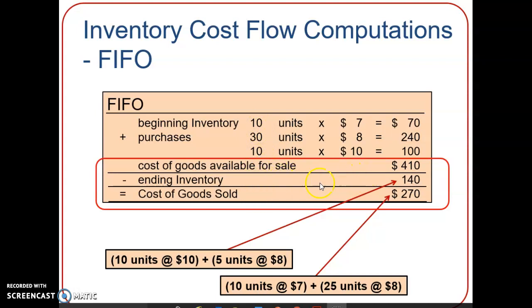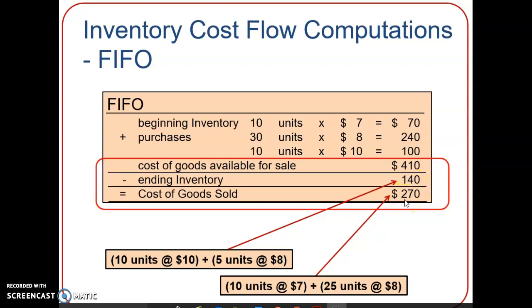So we want to find out the cost of those 15 units. They must come from the newest. The newest one is this batch, 10 units at $10 each. We're looking for 15, we already found 10, so we need another 5. Another 5 will come from the second newest batch, which is this one, 30 at 8. That's good enough because we're looking for 5. This one has 30, so that's 5 at 8 each. That's how we get 140.